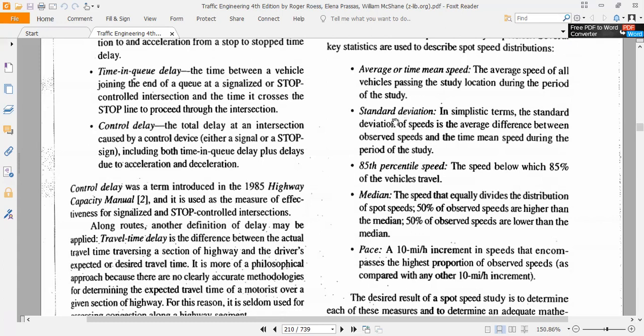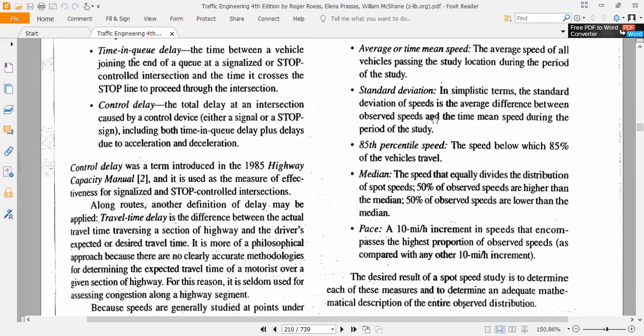The next term is the standard deviation. Those who have studied the probability and statistics course will be much more familiar with these terms. In simplistic terms, the standard deviation of speed is the average difference between the observed speed and the time mean speed during the period of study. So standard deviation means: what is the speed that is deviating from the mean speed?